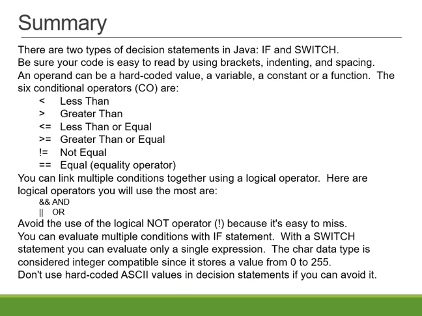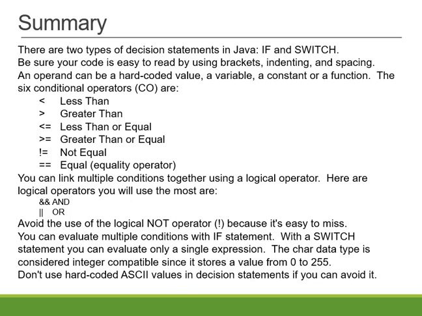To summarize, we covered the if and switch statements and how to use them in Java programming. You can evaluate multiple conditions with an if statement, and the switch is used to evaluate a single expression. You should make your code easy to read by using brackets, indentation, and proper spacing. An operand can be a hard-coded value, a variable, a constant, or a function.